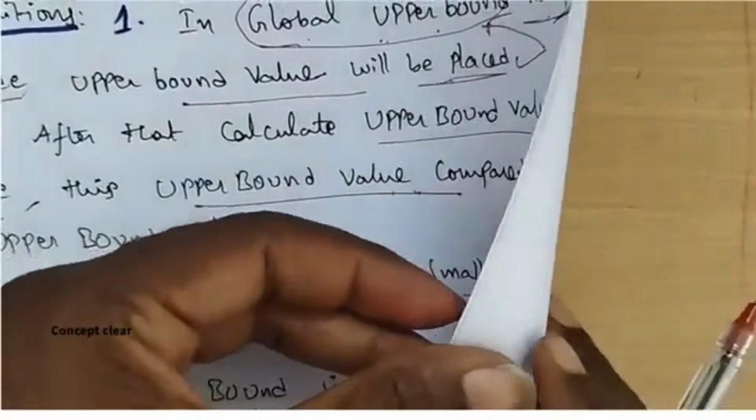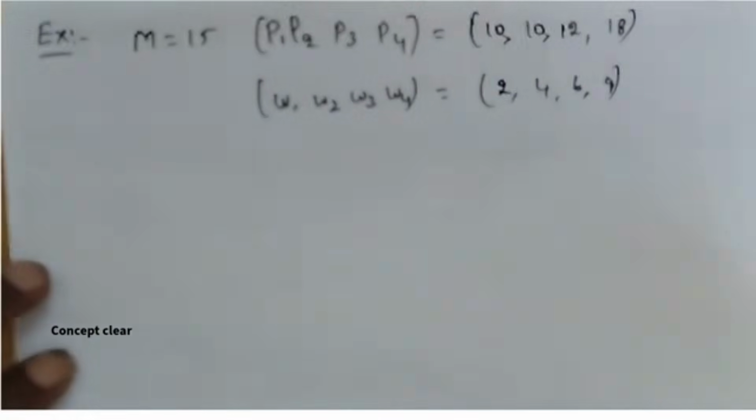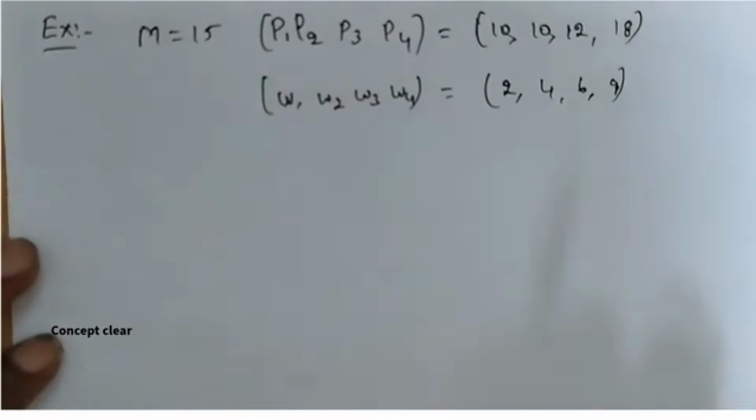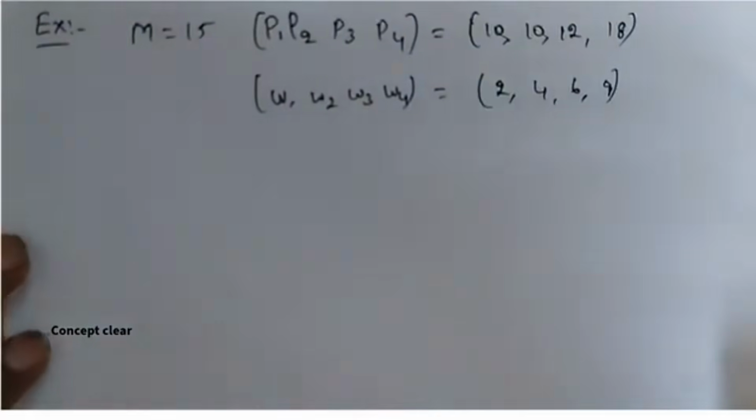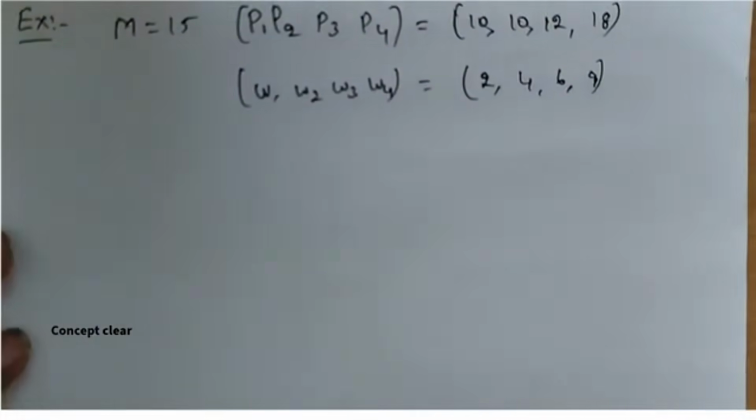Here also we are taking one example. It is the same problem, so I am taking the same example values, and we have to consider the same state space tree diagram. Capacity is 15, P1, P2, P3, P4 are 10, 10, 12, 18, and W1, W2, W3, W4 are 2, 4, 6, 5.